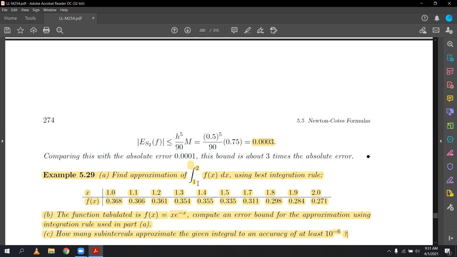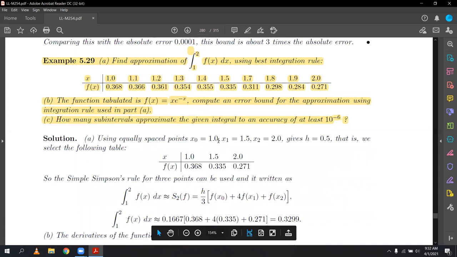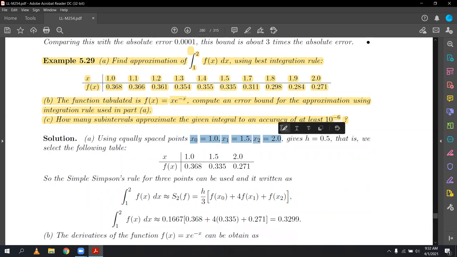For the simple Simpson rule, you need 3 points. One point is 1, the other point is 2. What is the other point you will choose? 1.5 we have to use here. So x0 is your lower limit, x2 is your upper limit, and this is the middle, the only possible equally spaced point we can have here, because no other is equally spaced.